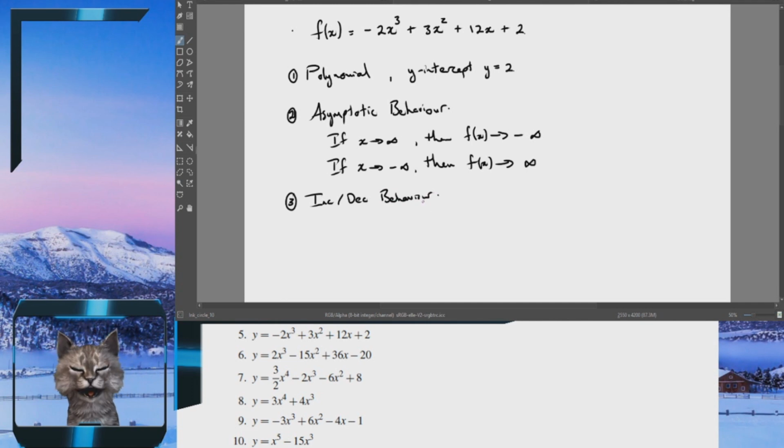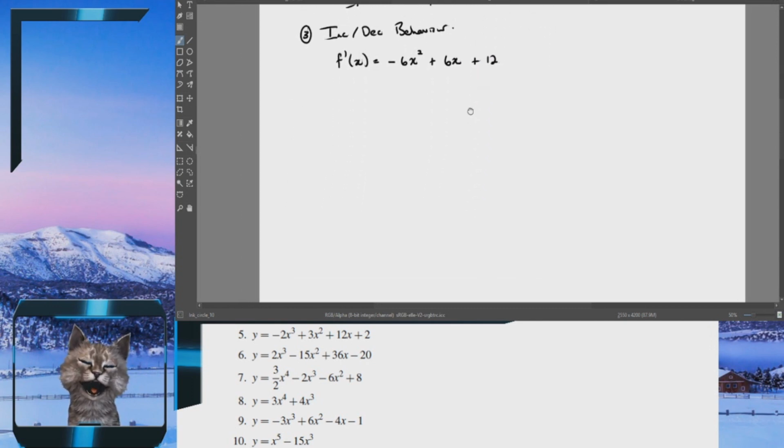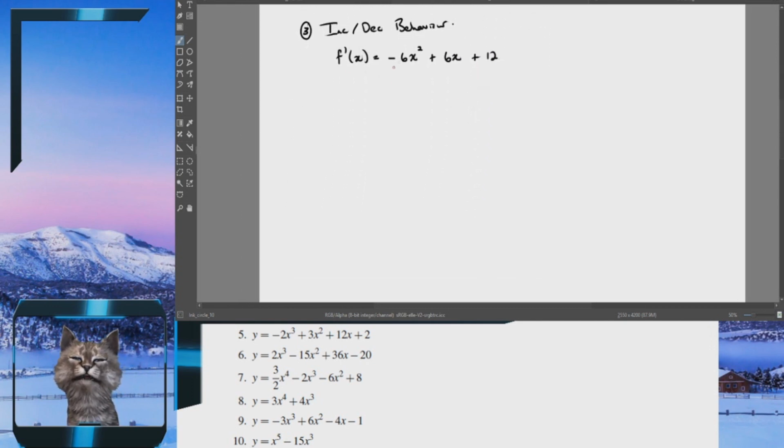And for that, we are going to look at the derivative. So the derivative properties involved here are simple properties, sum difference property, constant times a function, and our main power rule, giving us negative 6x squared plus 6x plus 12. So that is now our function that we're analyzing to say something about our original function.